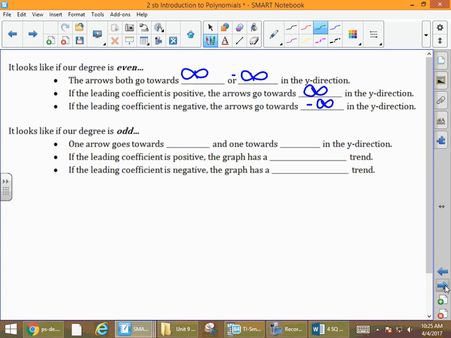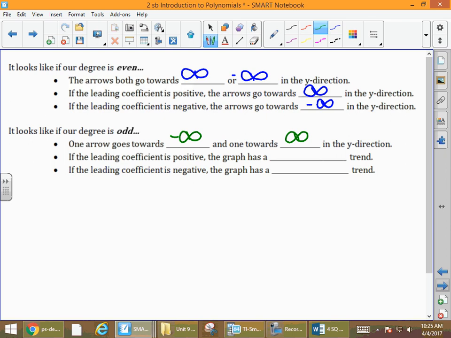If our degree is odd, so those first 2 degrees are even, x squared, x to the 4th, down here our last 2 boxes had x cubed in them. If we have odd, one arrow goes towards negative infinity and one goes towards positive infinity in the y direction.